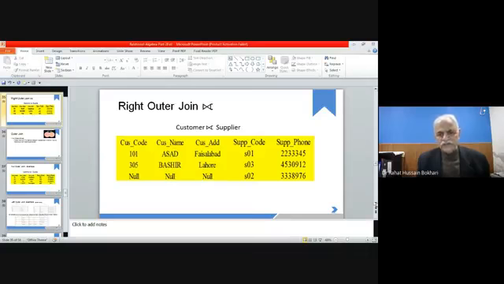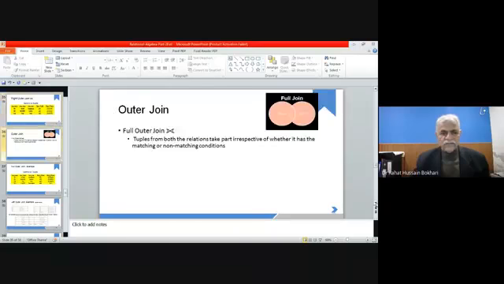So we go for the next, that is full outer join. For the full outer join, the tuples from both relations take part irrespective of whether they have matching or non-matching conditions. You can say if you get the result from the left outer join and the right outer join, then for the full outer join we have the rows with matching values, and we also have the rows from both tables that are unmatched, for which we add null.